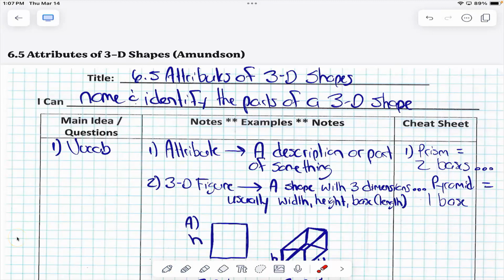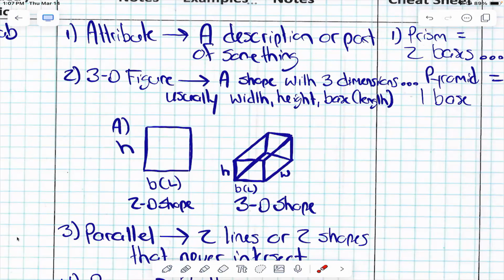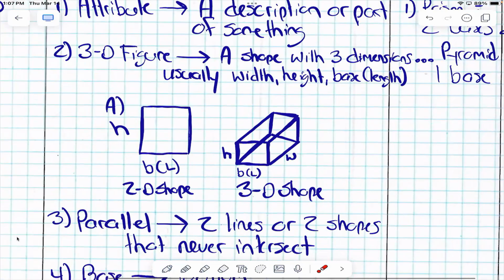Mrs. Amundson, students. 6.5 attributes of 3D shapes. Can you name and identify the parts of a 3D shape? Yes. All right, here we go. We know an attribute is something that you describe or it's a part of something.